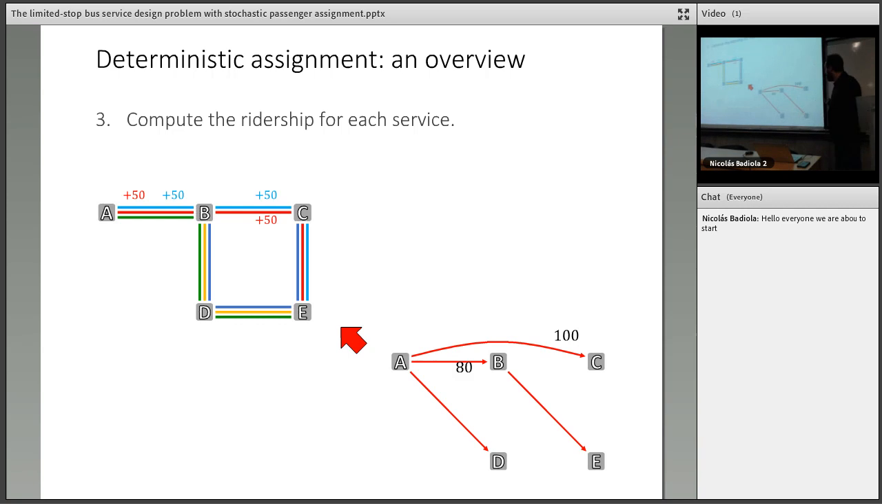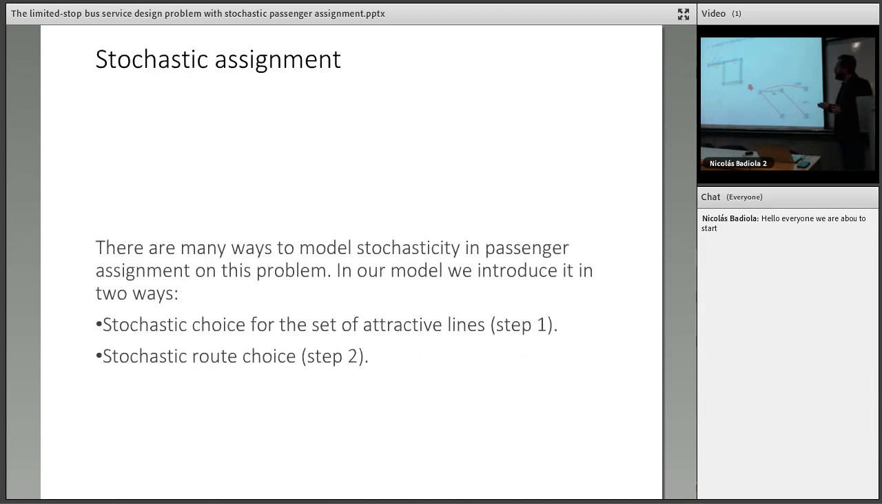And then we take another trip from A to B. Let's say that we have 80 passengers traveling from A to B, and then we're going to say that those passengers are going to use those three lines, and you can split them among the three options like that. And then you have to do that with every OD pair, but this is the way deterministic assignment works. All right? So now let's talk about stochastic assignment.